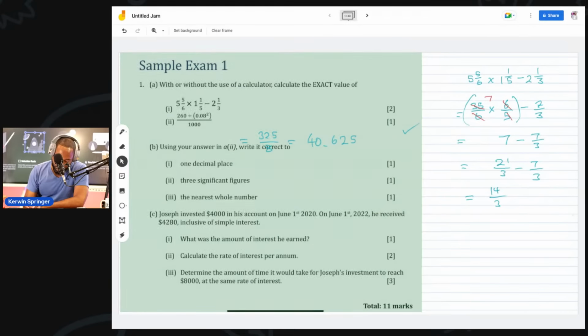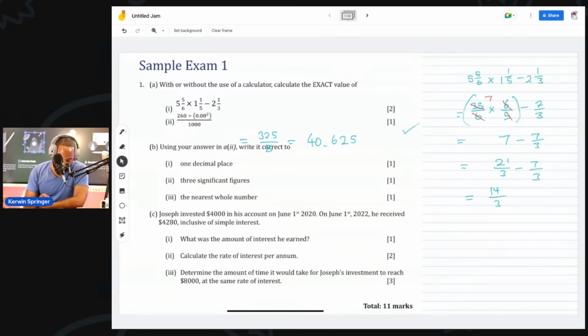Notice how this question is out of 11 marks. It usually is not out of 11 marks, right? Let me just erase this. Remember, I'm a little new, and now coming back in the game with this Google Jamboard thing. Using your answer in part A, write it correct to 1 decimal place. So we know that it is actually 40.625.